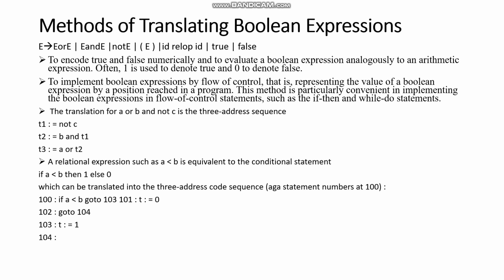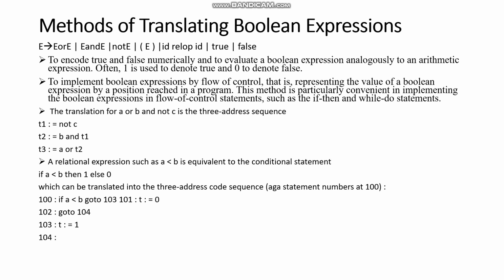Let us say T1 = not C, T2 = B and T1, T3 = A or T2. So what is T1 doing? Not of C. What is T2 doing? B and T1. Whatever output value I get from T1 is used in T2 for the operation: B and the output of T1. Next, the value of A or T2. So the outputs we get here from T1, T2 and T3 are of type Boolean.